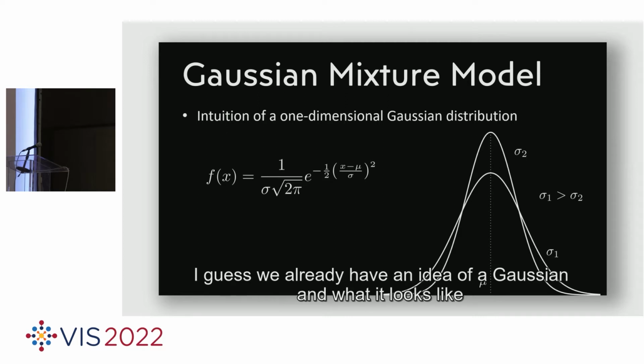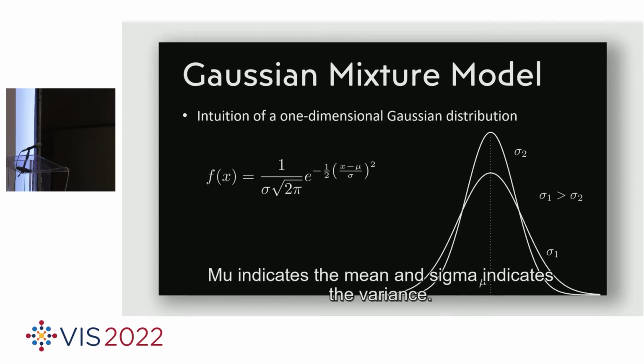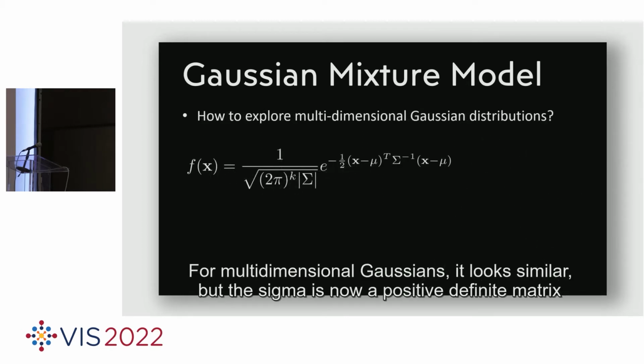I guess we already have an idea of a Gaussian and what it looks like. Mu indicates the mean and sigma indicates the variance. The smaller this value is, the larger the Gaussian is. For multidimensional Gaussians, it looks similar, but the sigma is now a positive definite matrix.